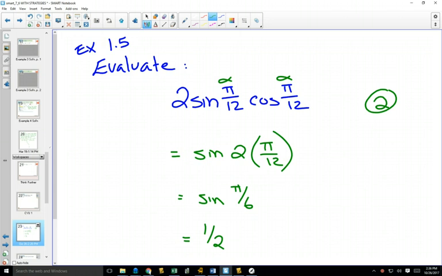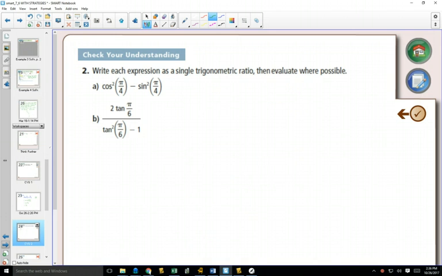So in example 2, we've got a bunch of these. And they say to write each expression as a single trig ratio, then evaluate where possible. So in the first one, we've got cos squared pi over 4 minus sine squared pi over 4. What is that equal to?